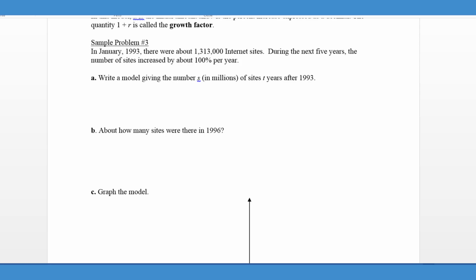Okay, so basically what we've got here, when it asks us to write a model, we want to use this idea of a growth factor. But when we write a model, we want to write a model that represents the given scenario. So we're actually going to have the number of internet sites, S. We started with an A amount of 1.3 million, so we have to write that in there. We had 1 plus the rate. Now this can get a little tricky.